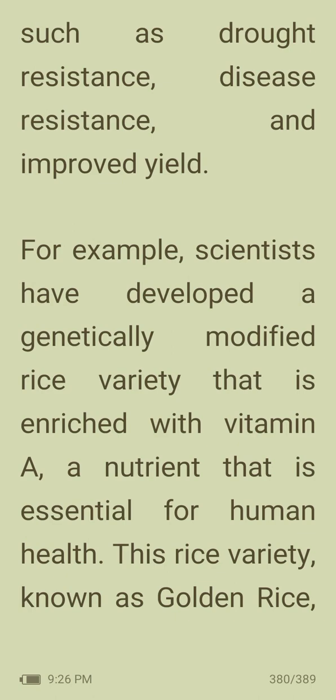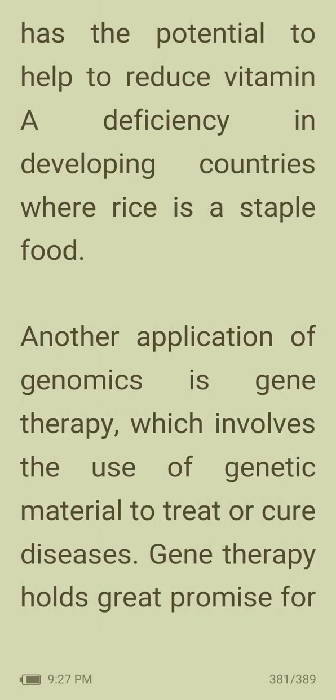For example, scientists have developed a genetically modified rice variety that is enriched with vitamin A, a nutrient that is essential for human health. This rice variety, known as golden rice, has the potential to help reduce vitamin A deficiency in developing countries where rice is a staple food.